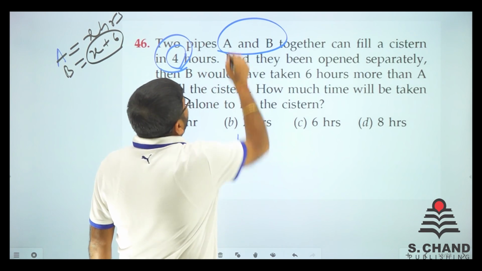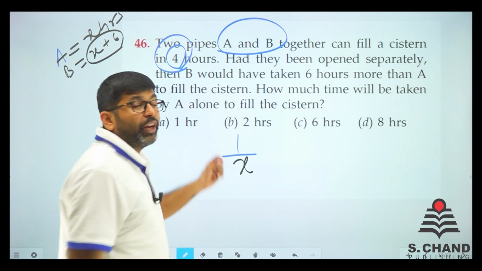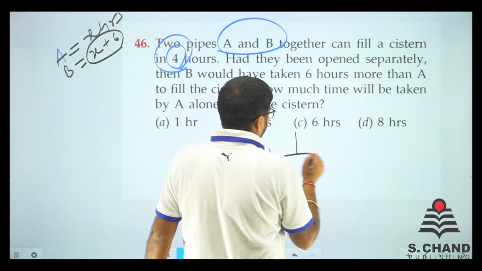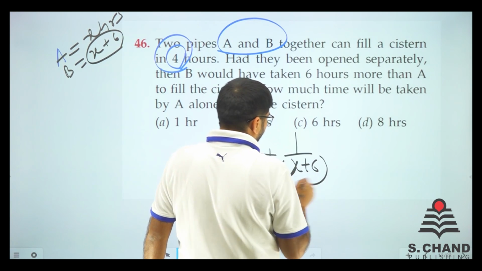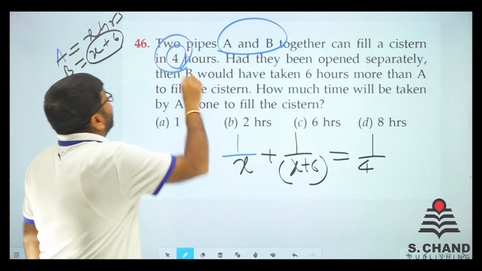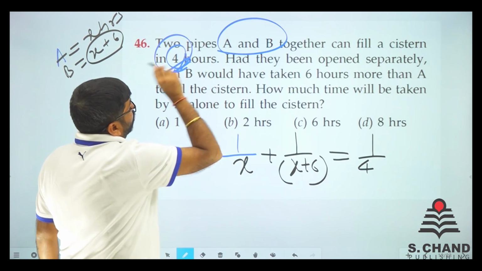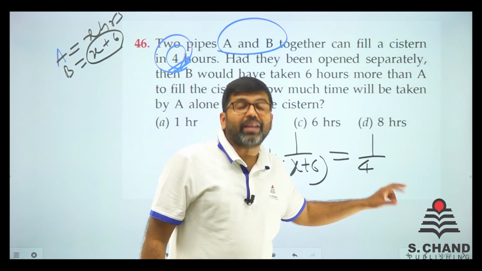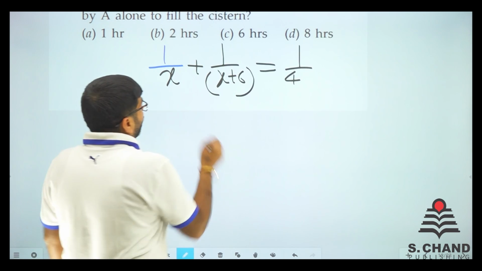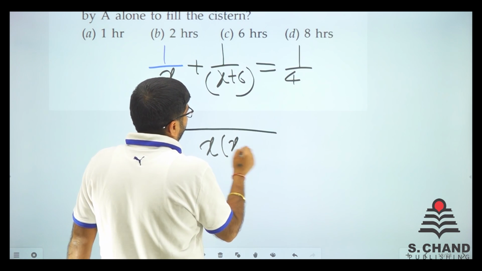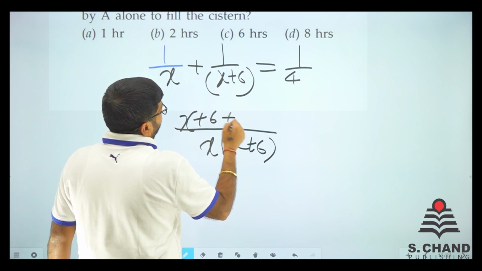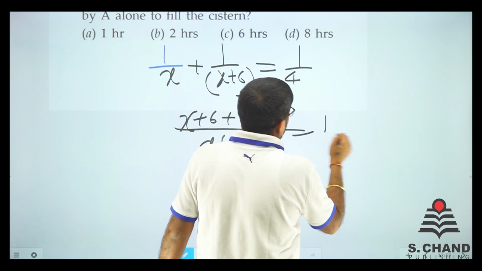So A will fill 1 by x in 1 hour, and the second one will be 1 by x plus 6, and that comes out to be 1 by 4. What is 1 by 4? Because see, together they take 4 hours, so the reverse of that will be 1 by 4. Now we need to calculate this equation. Here we get x into x plus 6, right? Now here we get x plus 6 plus x is equal to 1 by 4.